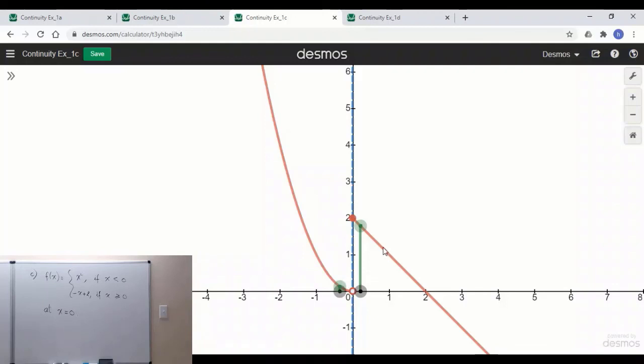So this is another example where our function has a discontinuity at x equals 0, the given point. Because once again, if we attempt to trace along the graph from the left to the right, when we hit x equals 0, we have to lift the pencil to move on to the other piece.